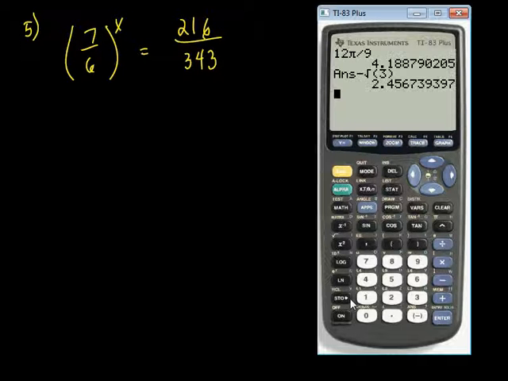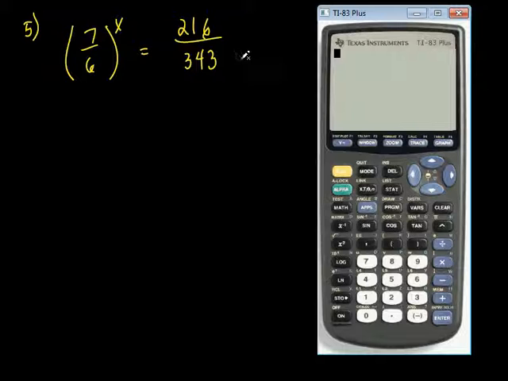Okay. Number 5. Okay, 7 over 6 to the x power equals 216 over 343. Now we had a whole section where you had to find the same base. So we want to take this and kind of turn it into 7 over 6. These numbers aren't really all that familiar to me, and they're probably not that familiar to you. So I'm going to put some stuff in here. Look, I've got a 7 and I got a 6, don't I?